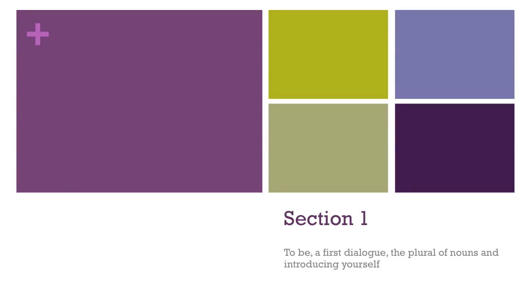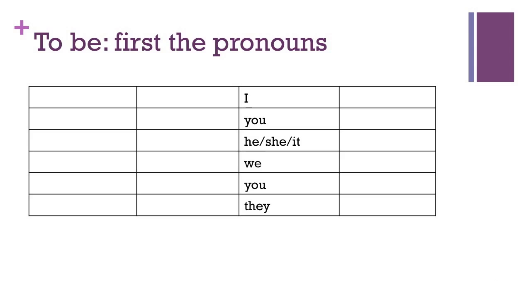Section 1. Let's start learning Dutch. In this section, we will see the present tense of the verb to be, a first dialogue, the plural for nouns, and how to introduce yourself. So, to be. Here are the pronouns used in all the conjugations of the verbs in English.